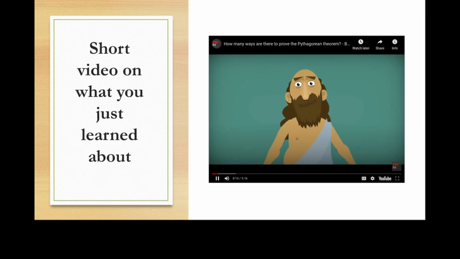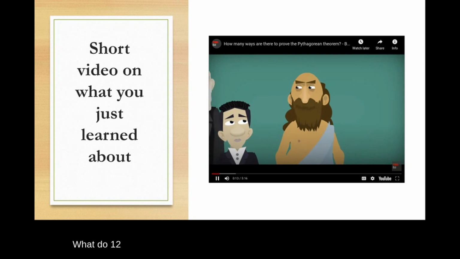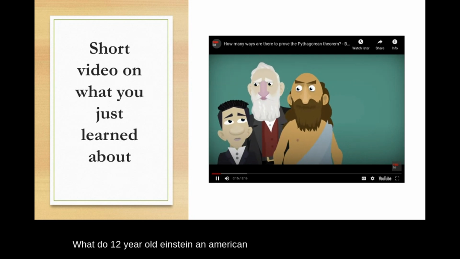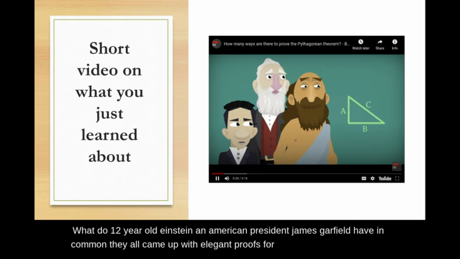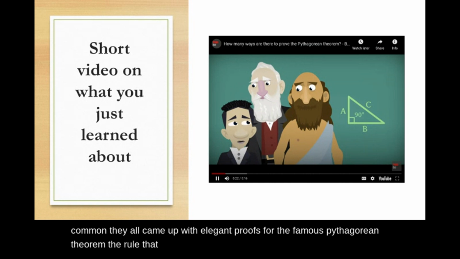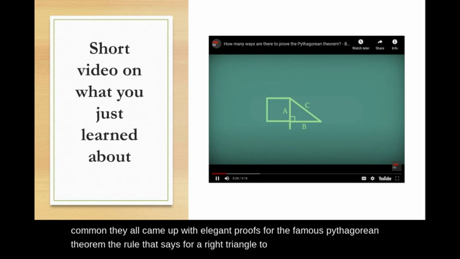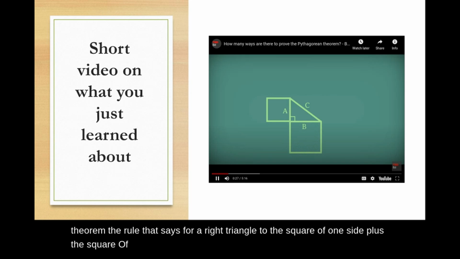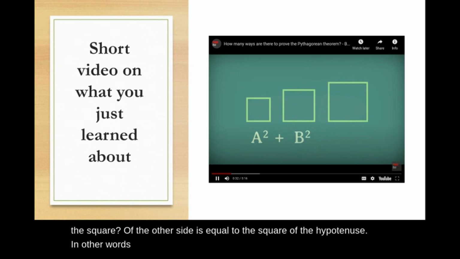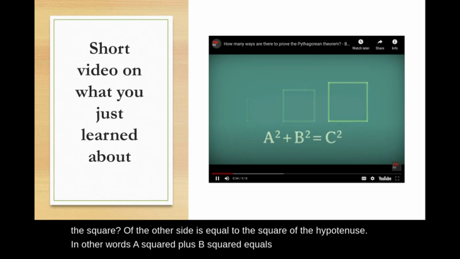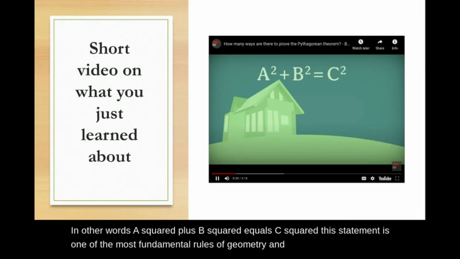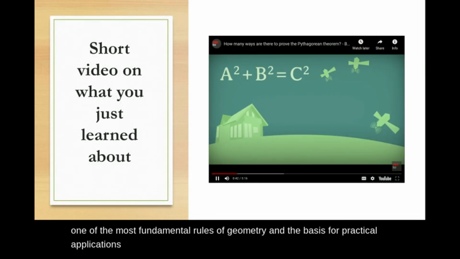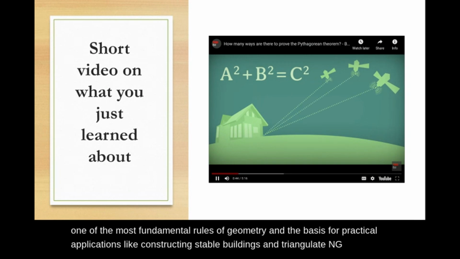What do Euclid, 12-year-old Einstein, and American President James Garfield have in common? They all came up with elegant proofs for the famous Pythagorean theorem, the rule that says for a right triangle, the square of one side plus the square of the other side is equal to the square of the hypotenuse. In other words, a squared plus b squared equals c squared. This statement is one of the most fundamental rules of geometry and the basis for practical applications like constructing stable buildings and triangulating GPS coordinates.